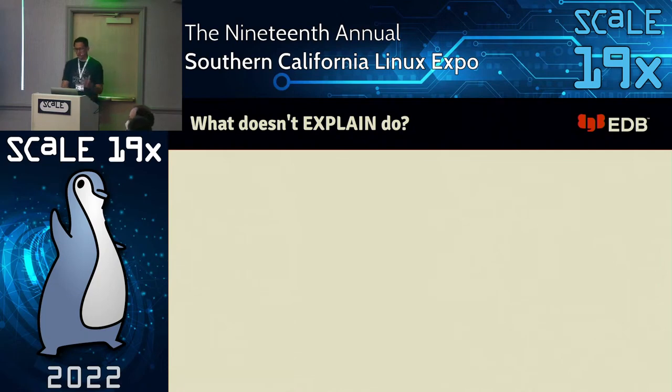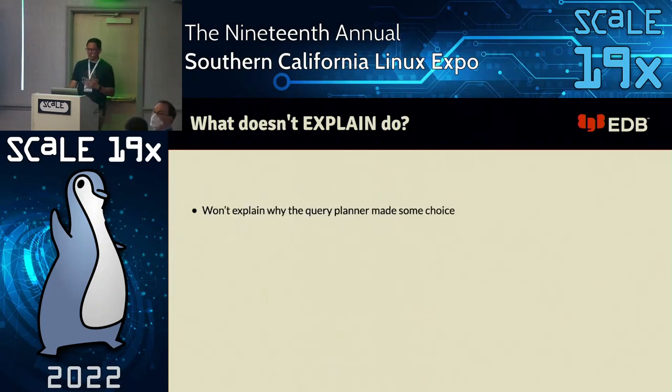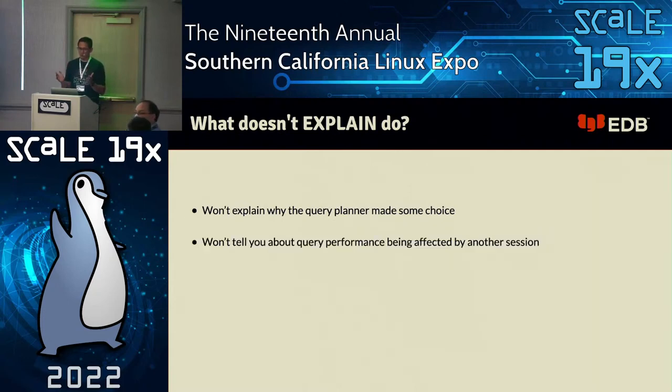Okay. Now, that's pretty cool. Now, what doesn't explain do? Before we get carried away with, oh wow, this is going to improve my experience as a user, we need to know what explain doesn't do. What explain doesn't do is explain why a query planner made a choice. It only tells you what choice the query planner made. It doesn't tell you why it chose that.